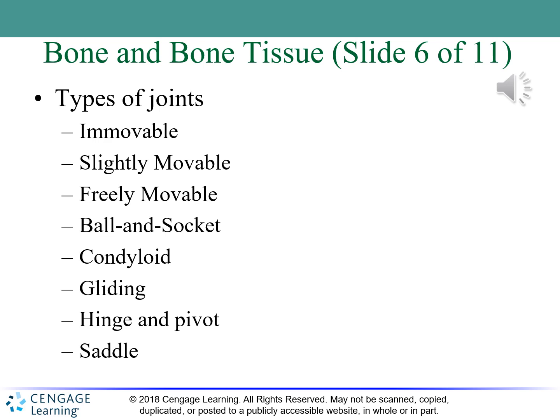The first one is the ball and socket joint. This type of joint allows for the widest range of motion, and whenever we talk about ROM, we're talking about range of motion. Examples include the shoulder and hip joints. Those are ball and socket. So you have your femoral head and your hip socket.